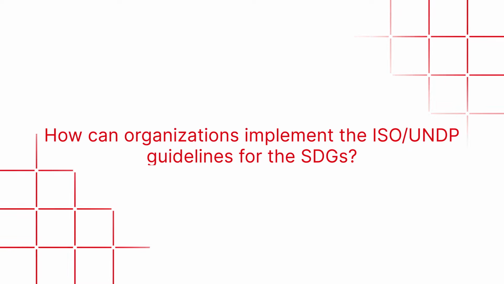How can organizations implement the ISO UNDP guidelines for the SDGs? Implementing the ISO UNDP guidelines for the SDGs can be a transformative journey for any organization. Understanding the SDGs. Begin by examining your organization's unique context to identify where you can make the greatest impact. Familiarize yourself with the 17 SDGs and pinpoint the goals that align most closely with your business operations and values. This will help you focus your efforts where they can create the most significant positive change.